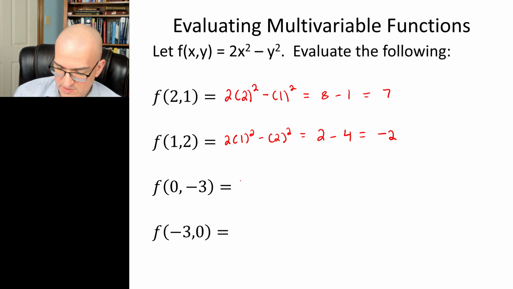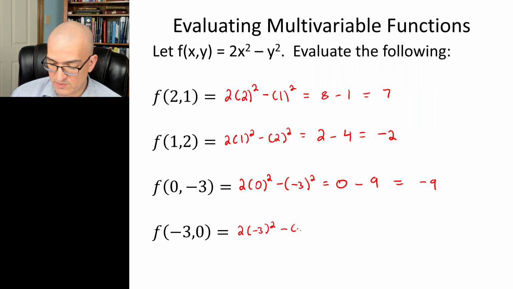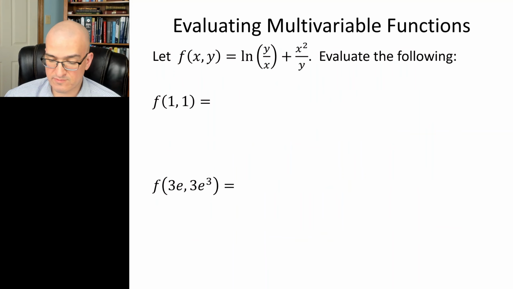0 comma negative 3. So 2 times 0 squared minus negative 3 squared. We have 2 times 0, which is 0, and minus negative 3 squared. Negative 3 squared is positive 9, so 0 subtract 9, negative 9. The last one, we'll swap which one goes where. So 2 times negative 3 squared minus 0 squared. So we'll have 2 times positive 9 minus 0, we have 18. So not much different than just evaluating a single variable function. It's just you have to plug in 2 numbers instead of plugging in 1 number.